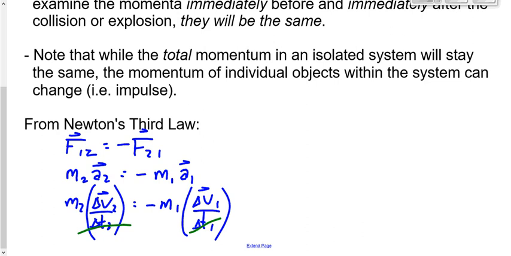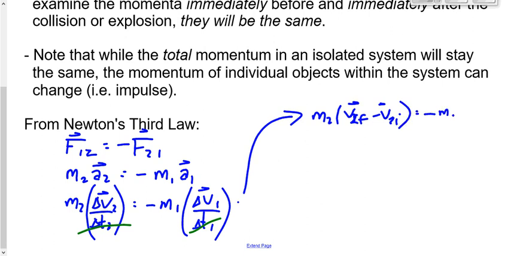m delta v is equal to negative m delta v. Look at that. Remember we said the impulses are always equal and opposite? m delta v is equal to negative m delta v. The impulses are always equal and opposite. Now, what we can do here is replace delta v with V2F minus V2I, and V1F minus V1I.